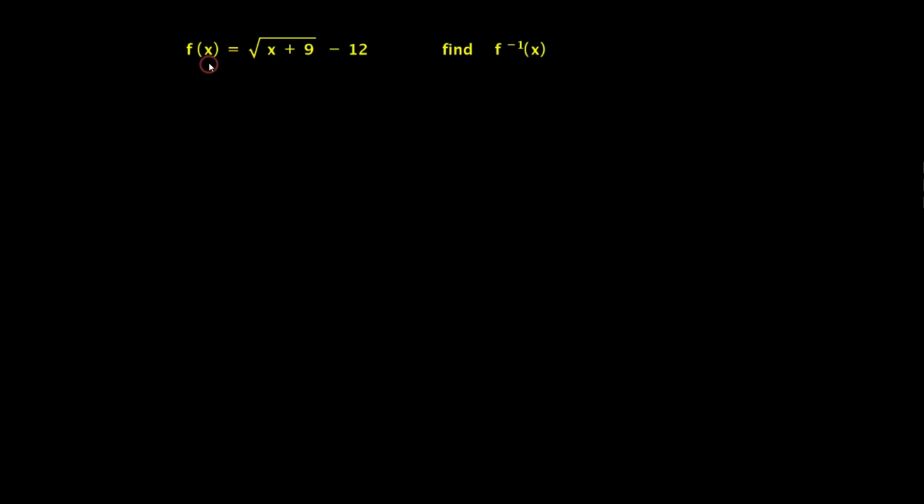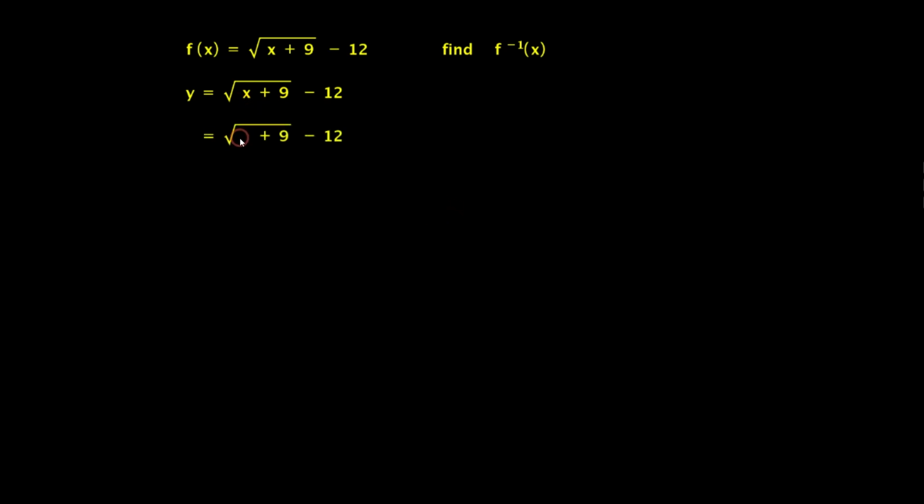Another example of f of x equals square root of x plus 9 minus 12. Find the f inverse of x. Same thing, we rewrite the function as y equals the same value. We will switch the x and y. The inverse is done. And to show the value, all we have to do is isolate the inverse y.